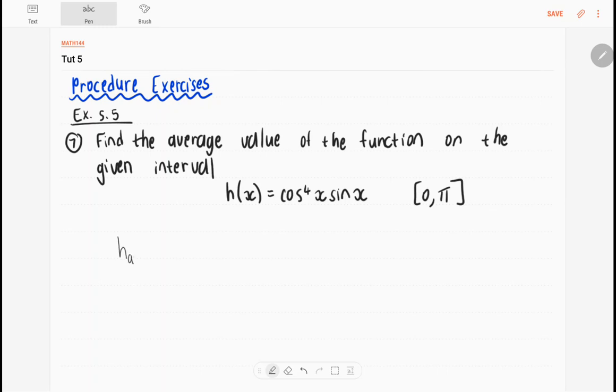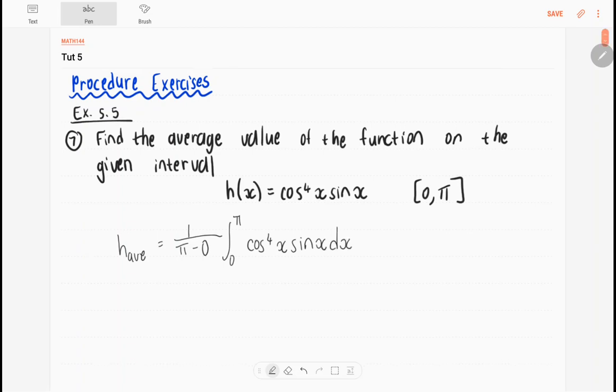So h average is going to be 1 over the end of the interval minus the beginning, and then we have our integral from 0 to pi of h of x, so it's cos to the 4x sin x dx. So how do we do an integral like this again? Well, we can use a simple u substitution.